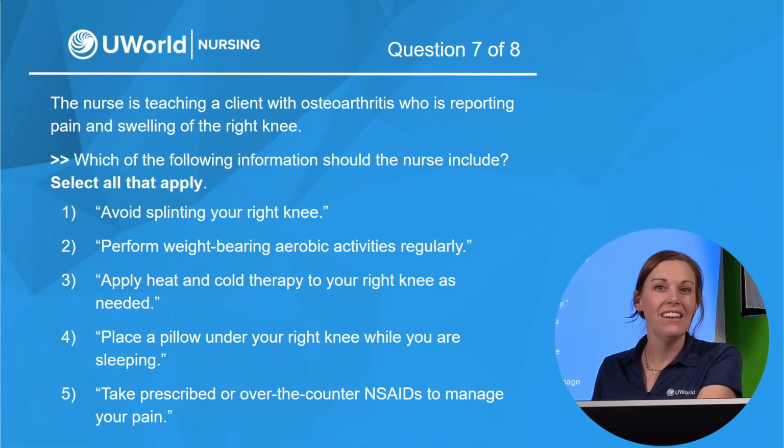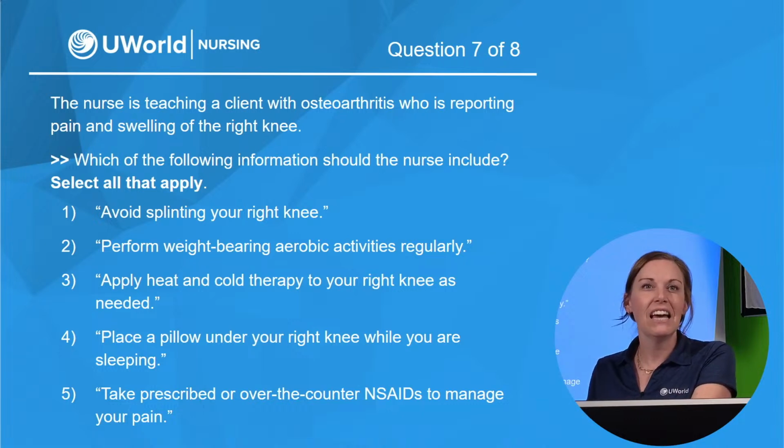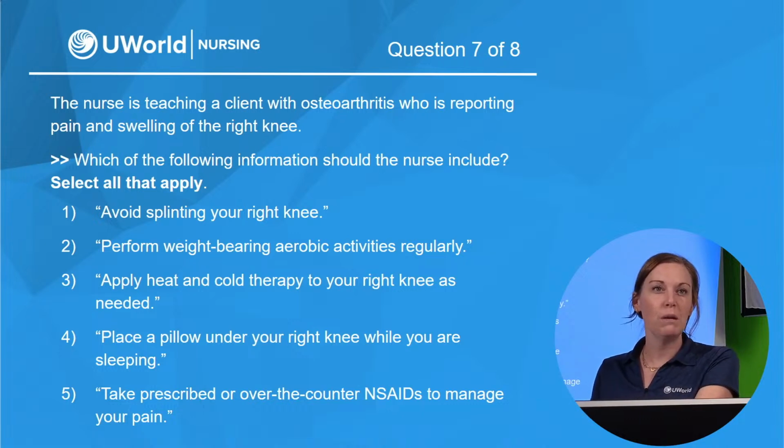Okay, question 7. We're almost done. The nurse is teaching a client with osteoarthritis who is reporting pain and swelling of the right knee. Which of the following information should the nurse include? Select all that apply. Option 1, avoid splinting your right knee. Option 2, perform weight-bearing aerobic activities regularly. Option 3, apply heat and cold therapy to your right knee as needed. Option 4, place a pillow under your right knee while you are sleeping. Option 5, take prescribed over-the-counter NSAIDs to manage your pain.